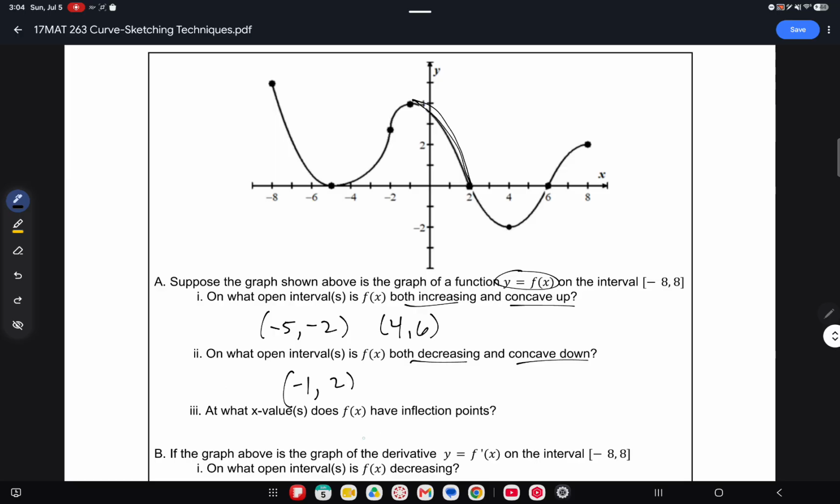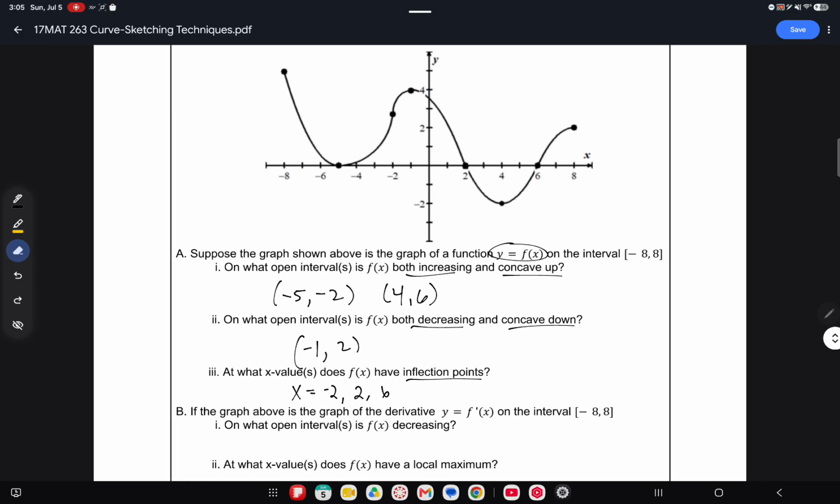What x values do we have inflection points? That's where we're changing concavity. So concave up, and then we switch, so at -2. And then we're concave down, and then we switch to up, so then 2. And then up, and then we're back to down, so at 6 as well.